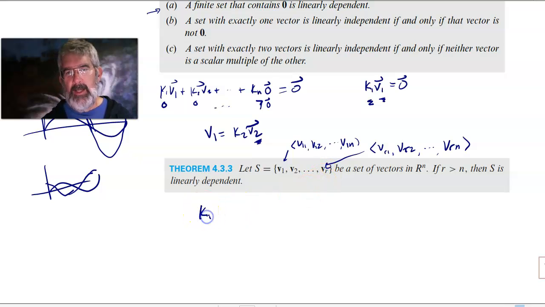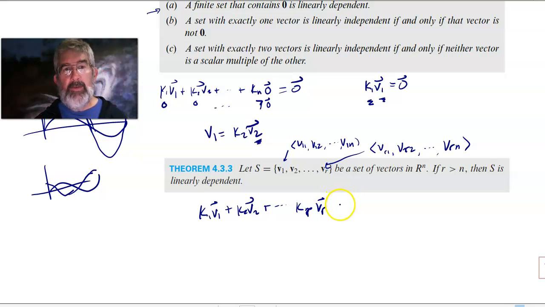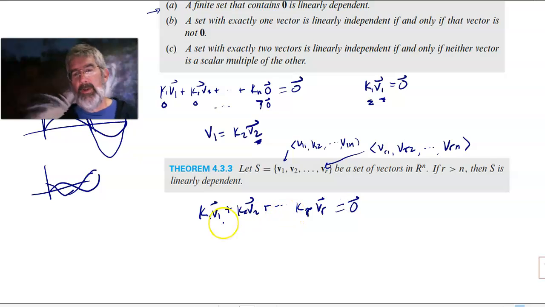Okay. So if I want to see whether these vectors are dependent or independent, I would look at k1 v1 plus k2 v2 plus all the way up to, how many of them are there? There's r of them, so this is kr vr. Right? And I want to see, can I find a way to add that up to the 0 vector where the k's are not equal to 0? Some of them might be 0, but as long as one of them is not 0, then I'll have found a way other than having them all 0.